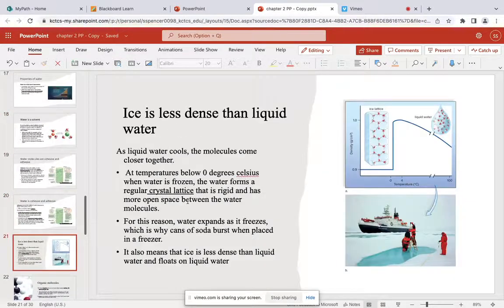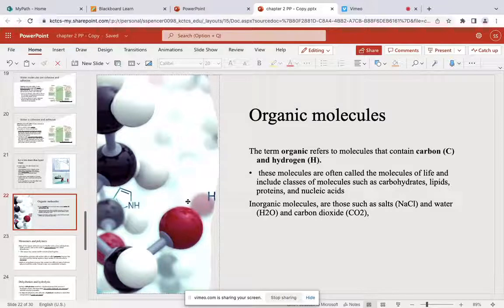Let's talk about organic molecules. There's a whole chemistry section called organic chemistry you've probably heard of, and it's literally the study of carbon and hydrogen. So the term organic refers to the molecules that contain carbon and hydrogen. These molecules are often called the molecules of life, and that's true. It includes classes such as carbohydrates, lipids, proteins, and nucleic acids, and we'll go over each of these individually. Inorganic molecules, right, are anything that contains any other element other than carbon and hydrogen.